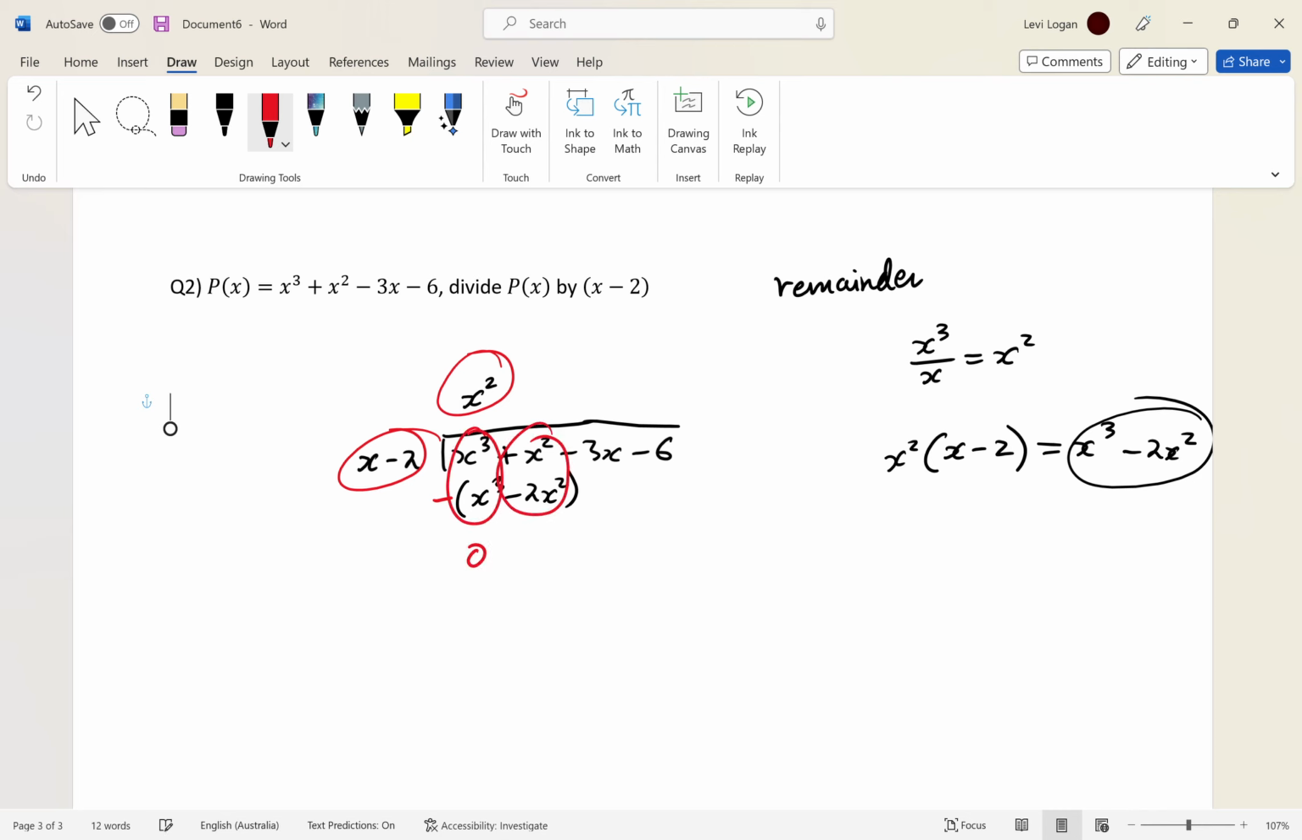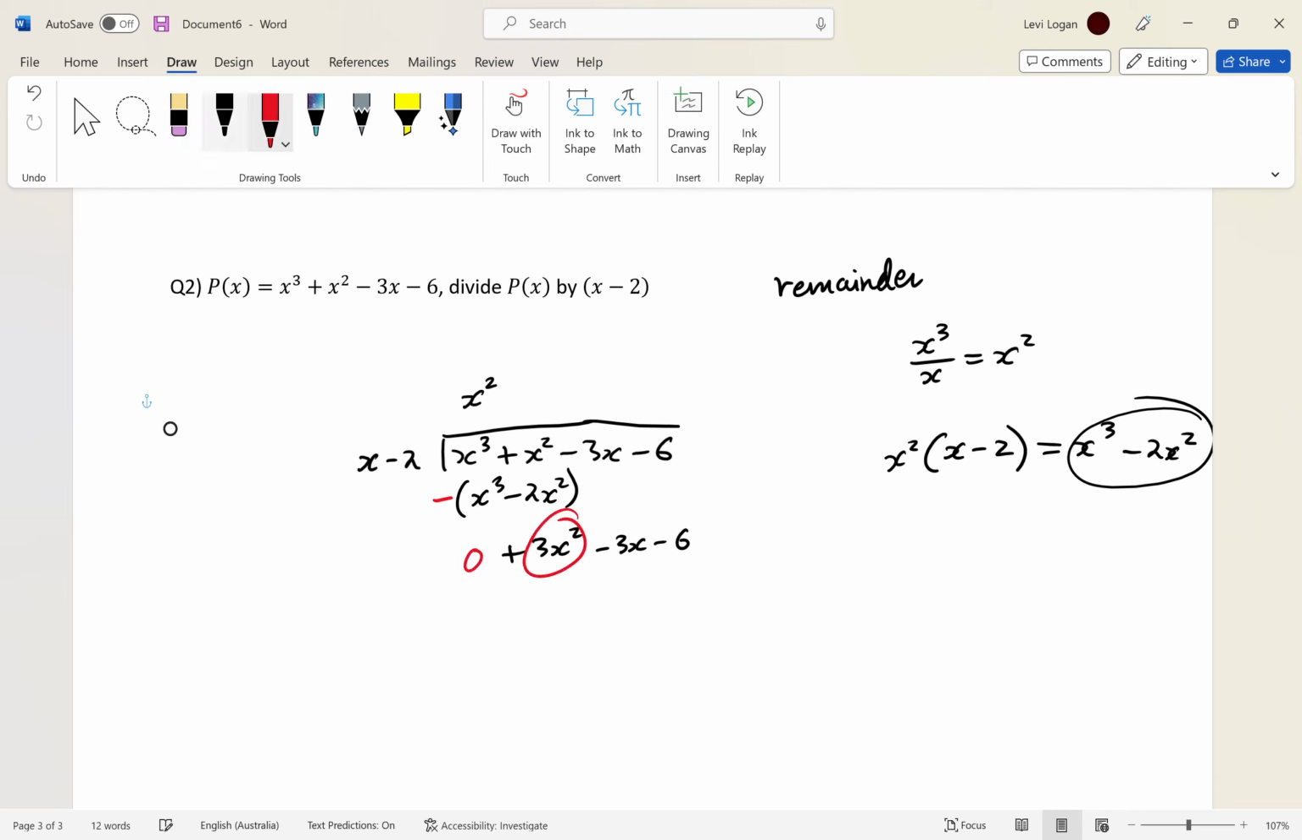And when we complete this, we go x squared minus 2x squared. We're going to be left with plus 3x squared. And of course, we're going to move all this down here, right? Cool. Right, now we're going to complete the whole process again.